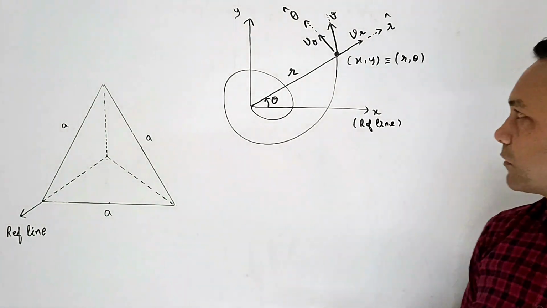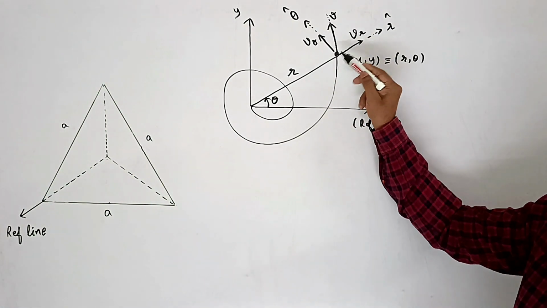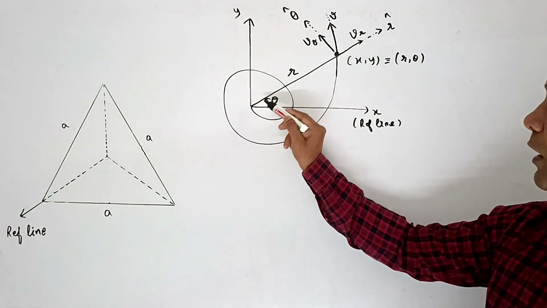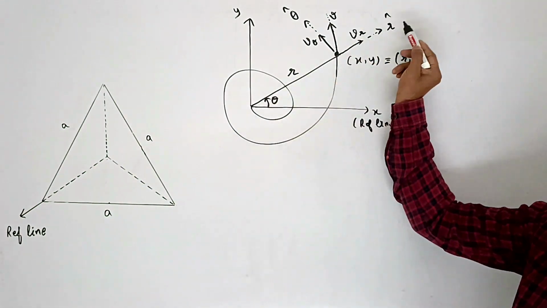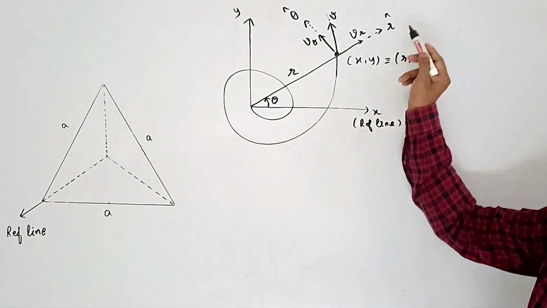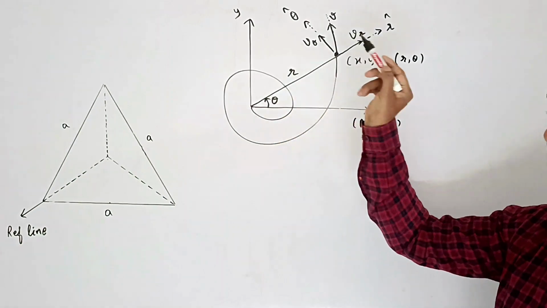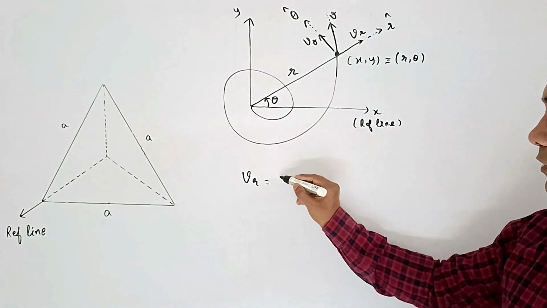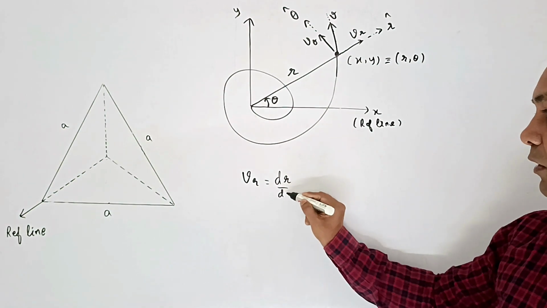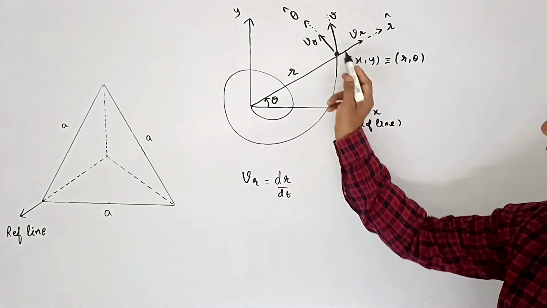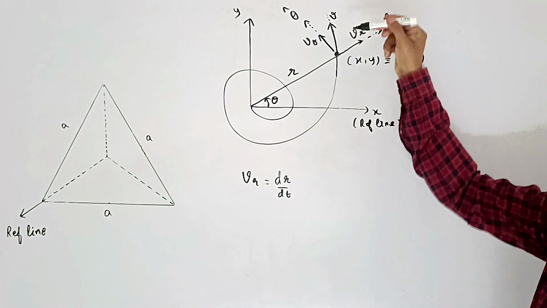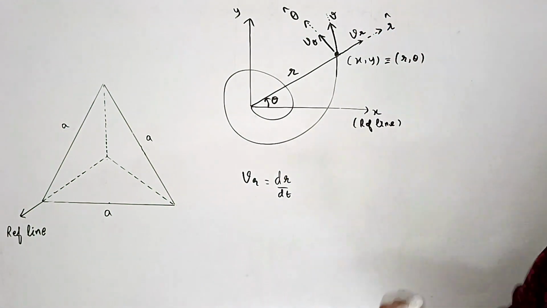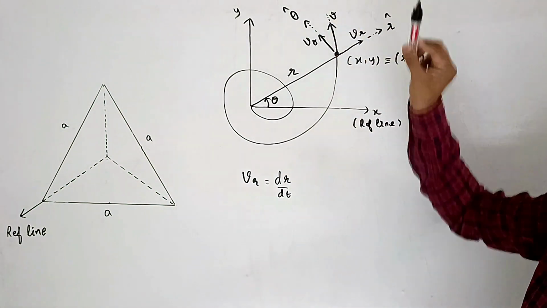You can see that if there is v_r, it means r is increasing, or it can decrease also. So basically v_r is the rate of change of r. Velocity along the radial direction is dr by dt. And this is not the tangential direction; the tangential direction is this, so this is the velocity along the theta cap direction.